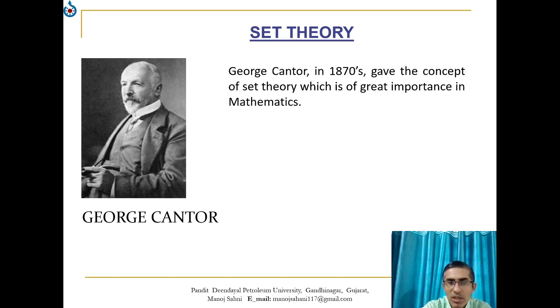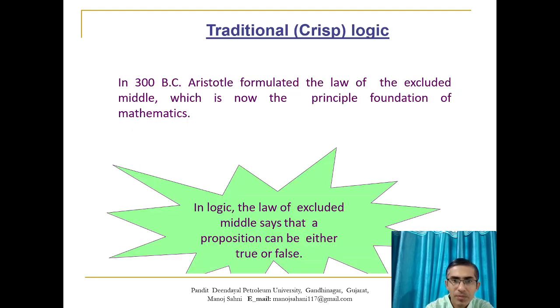We all know that the development of set theory is given by George Cantor in the 1870s, which is of great importance in mathematics and is based on the law which we call the law of excluded middle. Now, what is the law of excluded middle? It says that a proposition can be either true or false, or it can be represented in mathematical terms as 1 and 0 respectively.